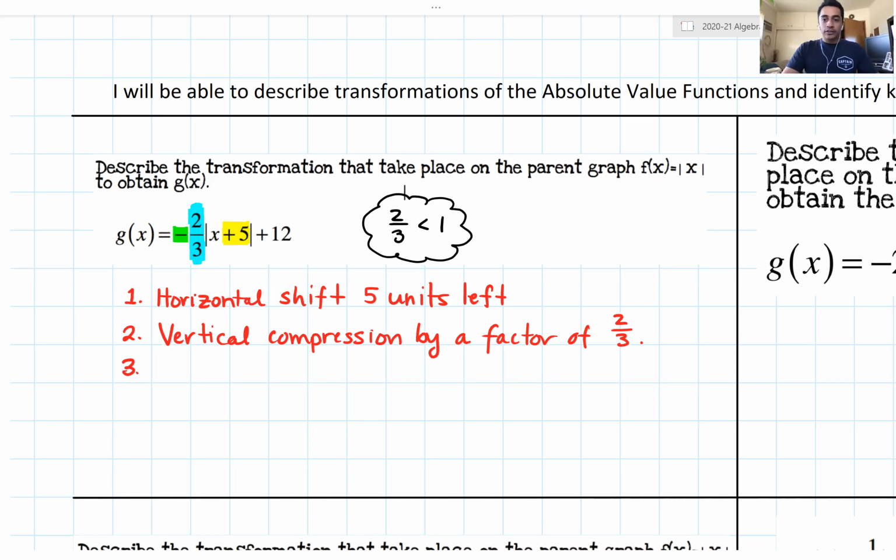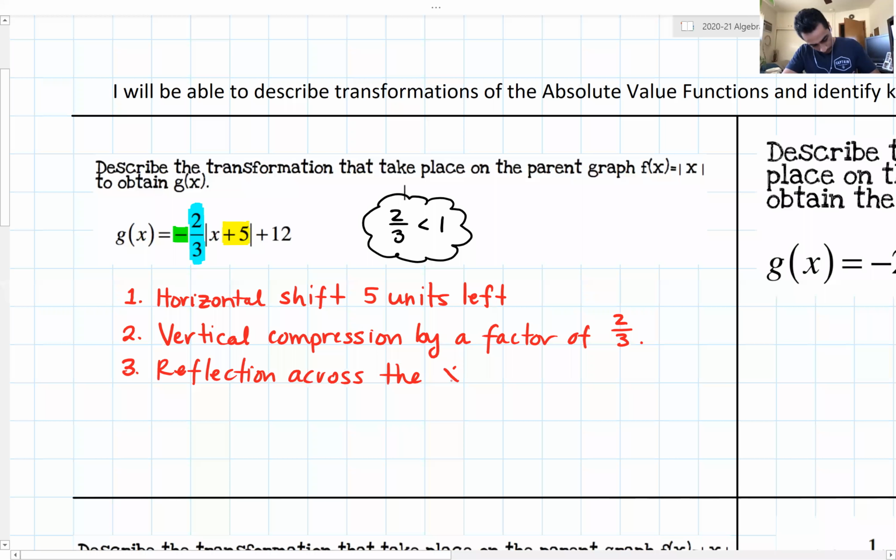Yeah, we have a reflection that's across the x-axis, okay? So the fact that the negative is out front just means that the direction changes. Your V shape, instead of opening up, it opens down. All right, so we can say then with confidence that it is a reflection across the x-axis.